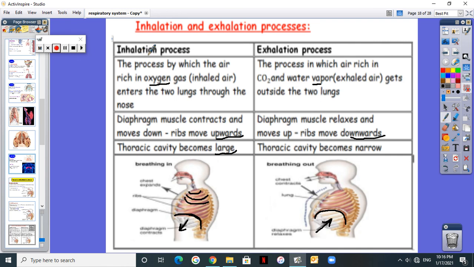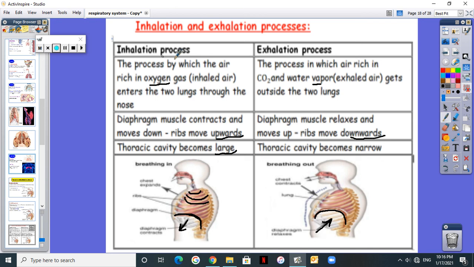So again, what is the difference between the inhalation process and exhalation? Inhalation means the oxygen gas enters the two lungs through your nose, but exhalation means the carbon dioxide and water vapor get outside the two lungs.